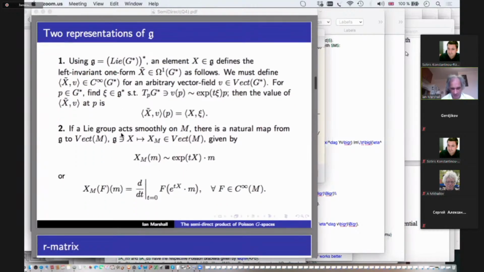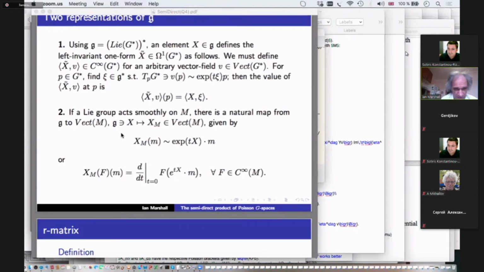Now there's another representation of G as vector fields on M. So this is the infinitesimal representation of the action, which just tells me that the value of the vector field at the point m can be associated with this curve through m. So it's rather similar to this thing, except here you just have straightforward multiplication in the group. Here you have the action.